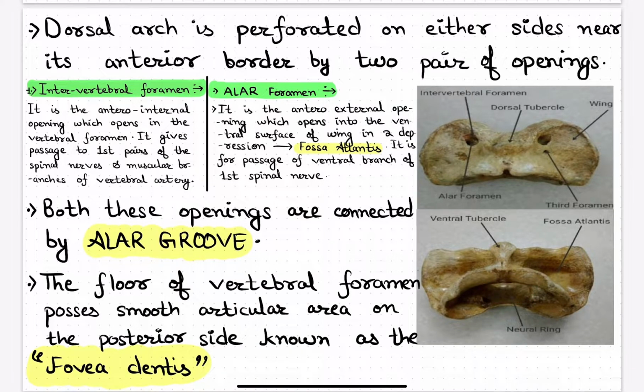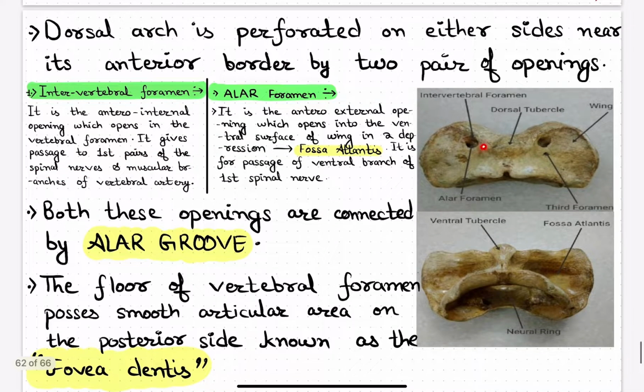It gives passage to the first pair of spinal nerves. So the first pair of spinal nerves pass via these foramens, which are known as intervertebral foramen. The intervertebral foramen gives passage to the first pair of spinal nerves and muscular branches of the vertebral artery.